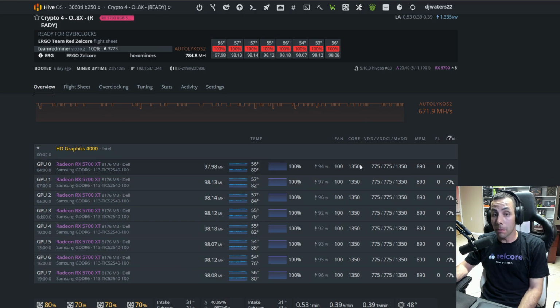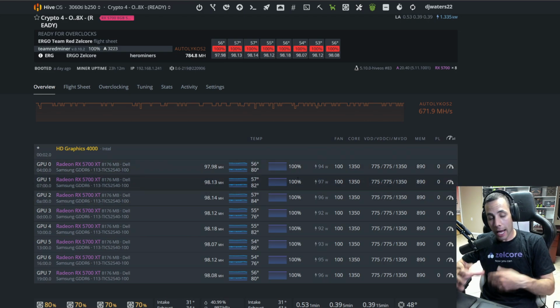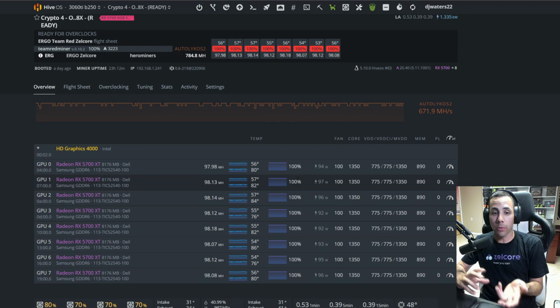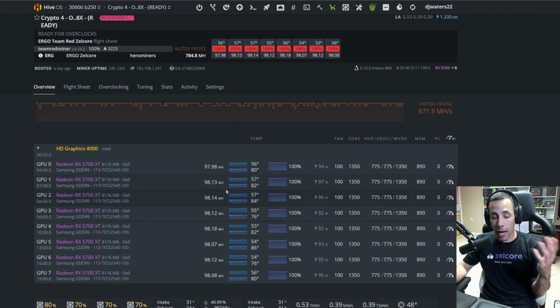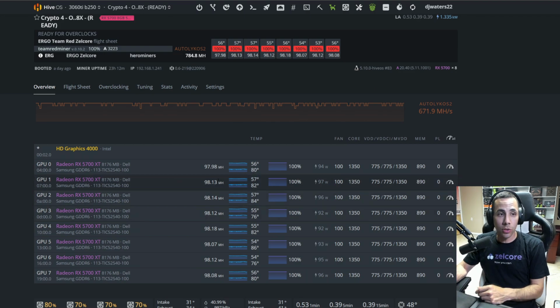You can see the core is much higher here, and it's still been working fine for me. 1350 at 94 watts on the software, and then 890 memory. If you want to see any of the middle stuff, there it is. But yes, higher wattage, some people are into that. Some people really like pushing their card, and yeah, higher rewards on that. So it's really up to you what you like there.